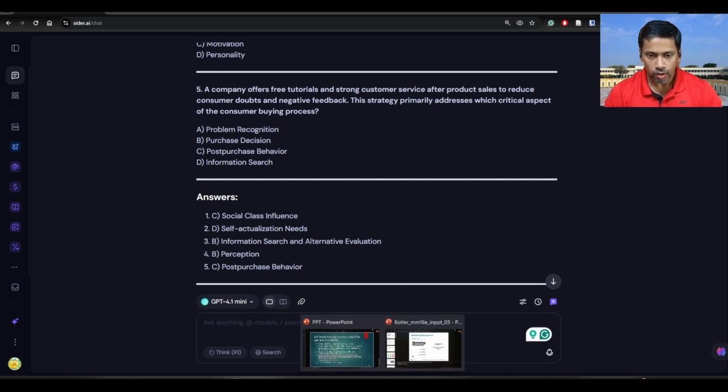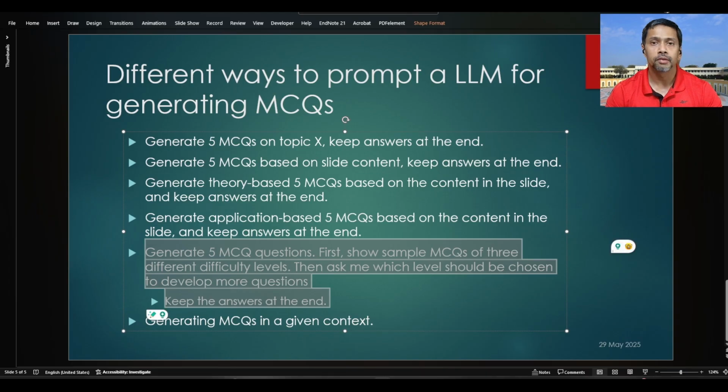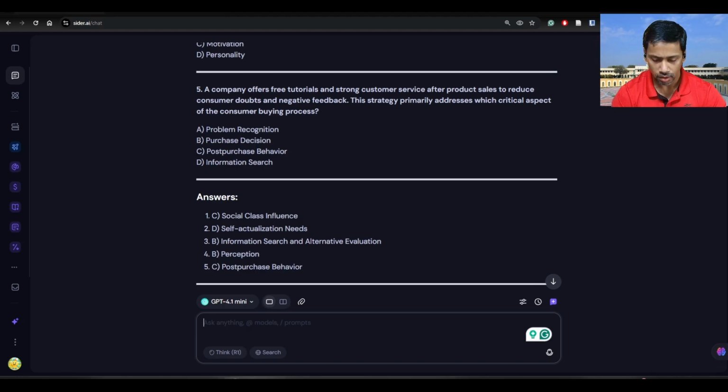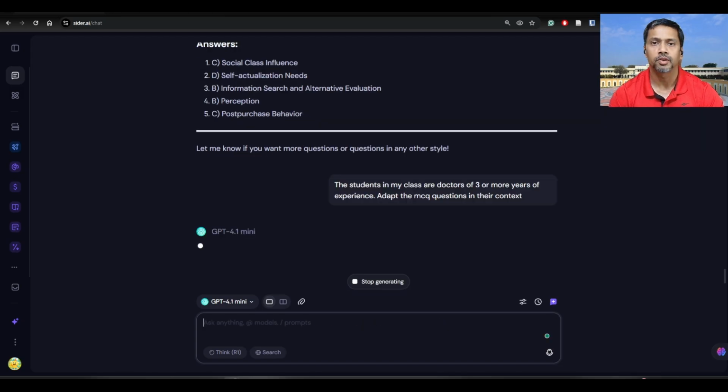So now I move to the very last thing, generating MCQs in a given context. For this, I do not need to copy anything from here. I will simply write: the students in my class are doctors with 3 or more years of experience. Adapt the MCQ questions in their context. And I will press enter.